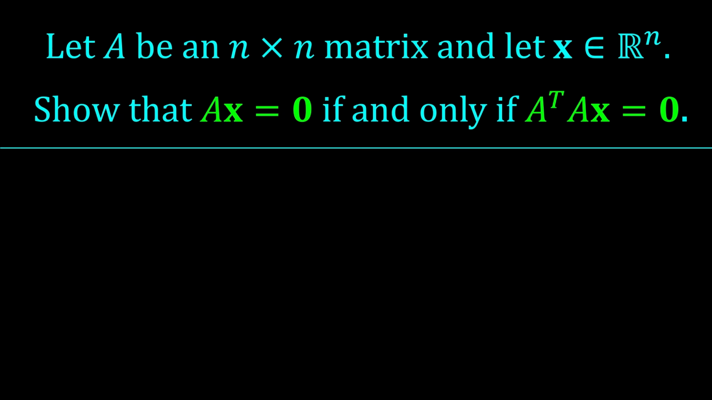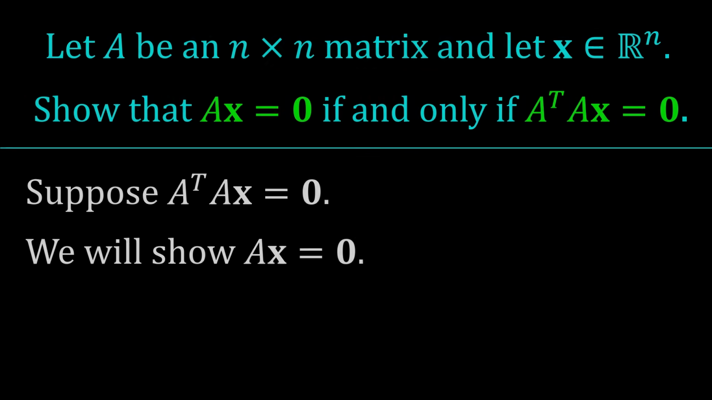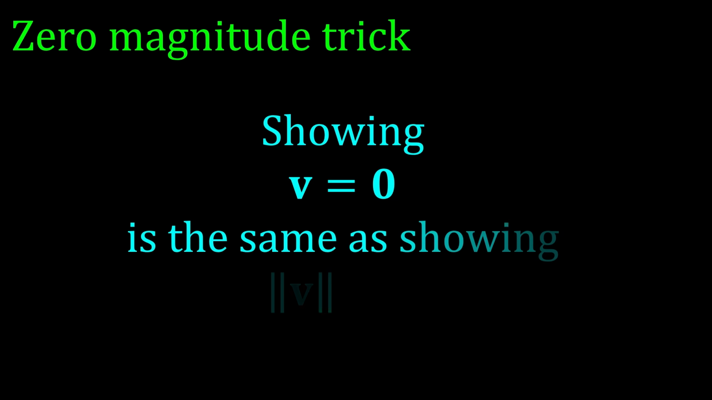Now we need to prove that if A transpose Ax equals 0, then Ax equals 0. So how would we show that Ax equals 0? Well, there are some nice tricks to showing a vector is equal to 0. Instead of showing directly it's equal to 0, you can show its magnitude is 0.